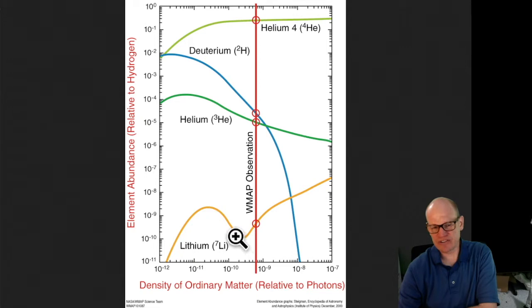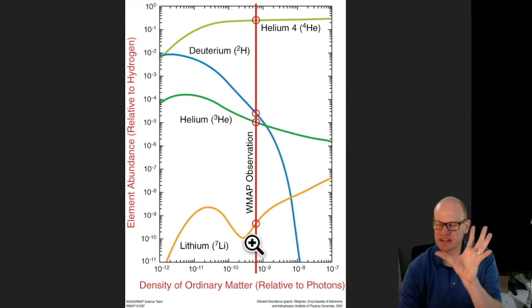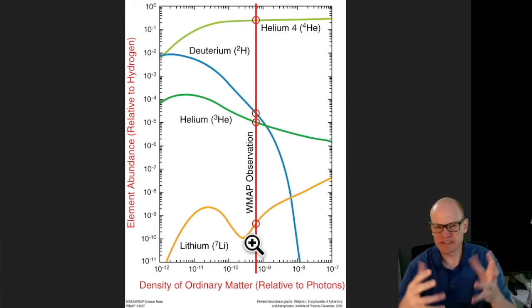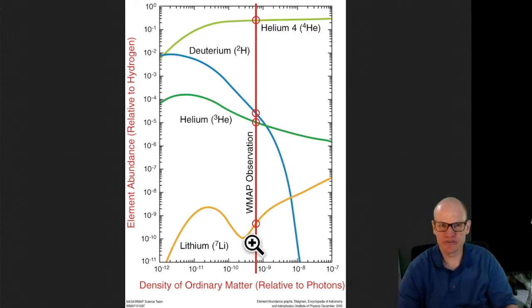I'm not entirely sure what causes this dip. It may be that lithium actually breaks apart. It may be that if you have the right density, then you'll have lithium around and it will absorb another neutron and form boron or something like that. Or maybe it will absorb something and split into two. So I'm not entirely sure what this drop is right here.